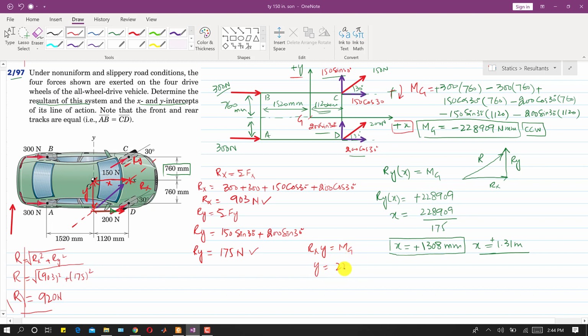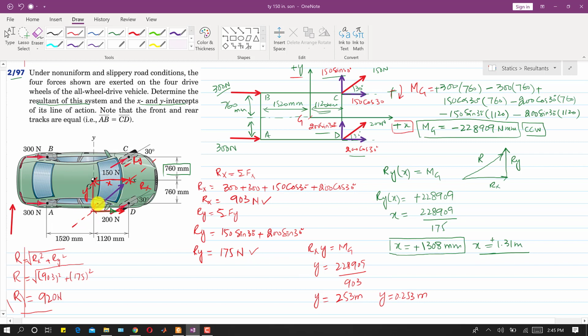Rx into y is equal to moment about G. So y will be equal to 228,909 divided by Rx, and Rx is 903. This will give us the y-intercept. So this comes out to be 253 mm. And if we want to calculate this in meters, we divide this by 1000. So y will be equal to 0.253 meters.